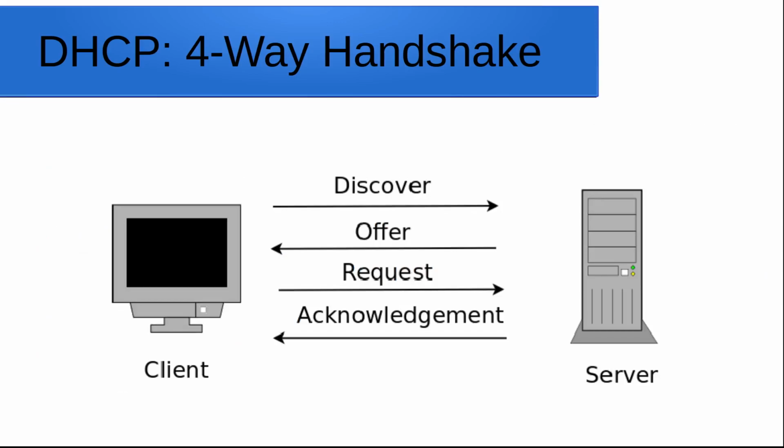So there we go, DORA, right? Client comes online, says, hey, I need an IP. Server says, hey, do you want this IP? Client formally requests that IP. The server acknowledges, yep, you got that IP, and here's the terms and conditions, right? The lease duration and stuff like that, which you're going to set in Lab 8.